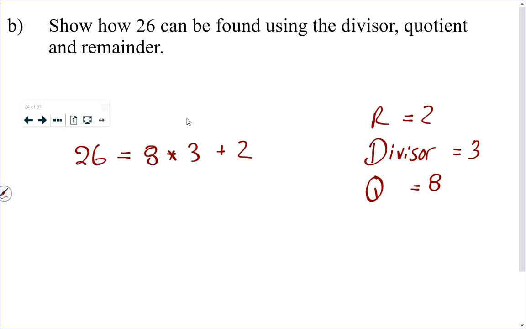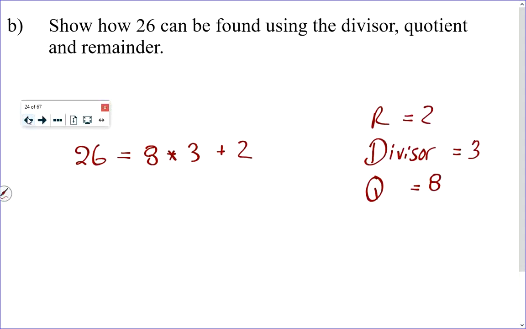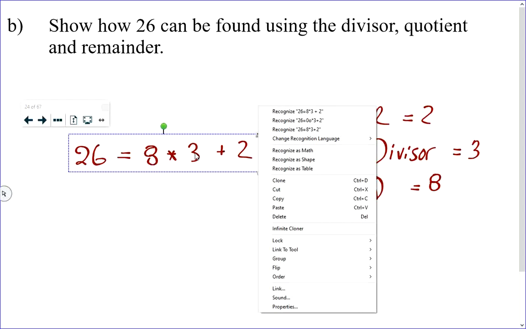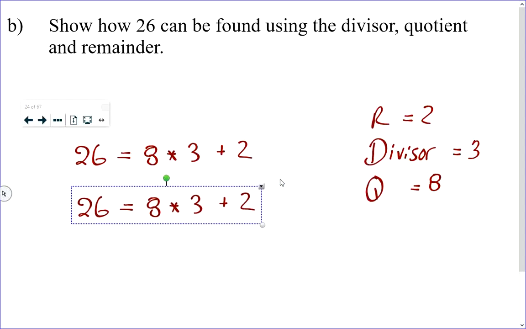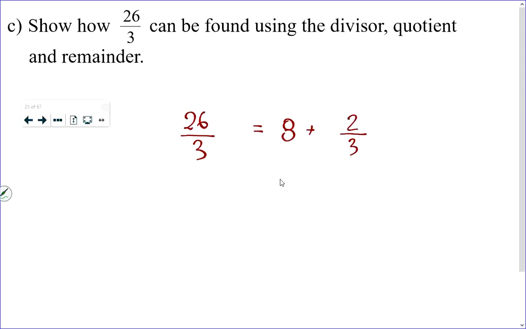I want you to notice that I think this makes more sense to students. This is more obvious than this. But if you take this expression or equation and you divide everything by 3, you get the relationship written the other way. You get 26 over 3 equals 8 plus 2 over 3. Capiche? So this is something we call in mathematics the division algorithm.